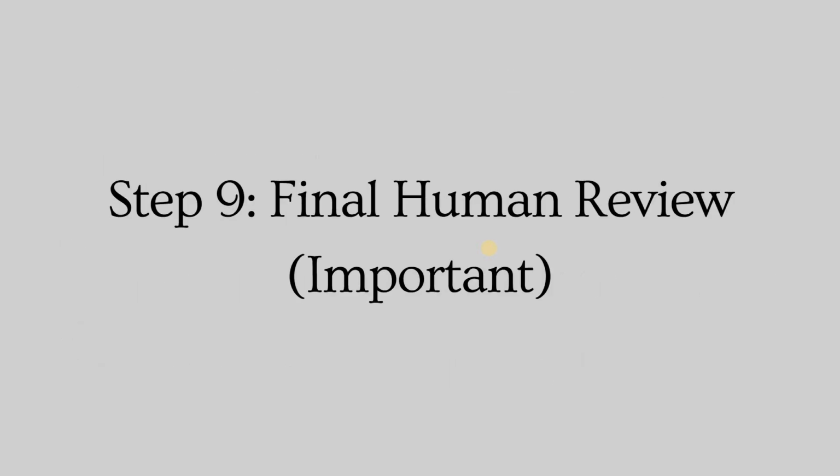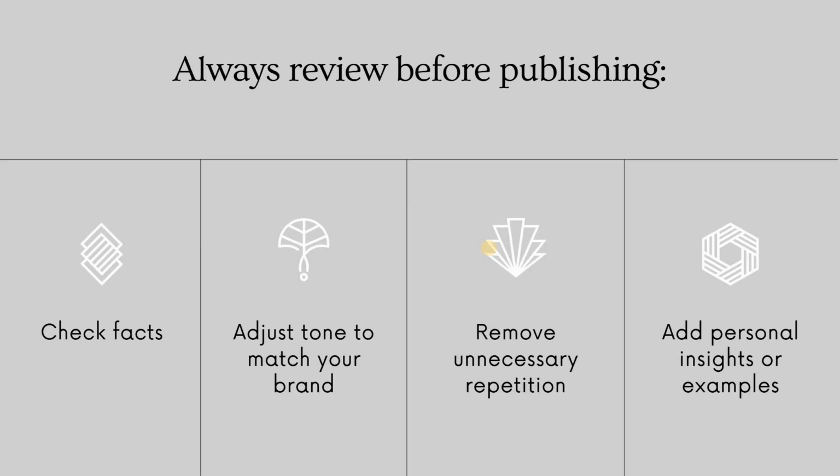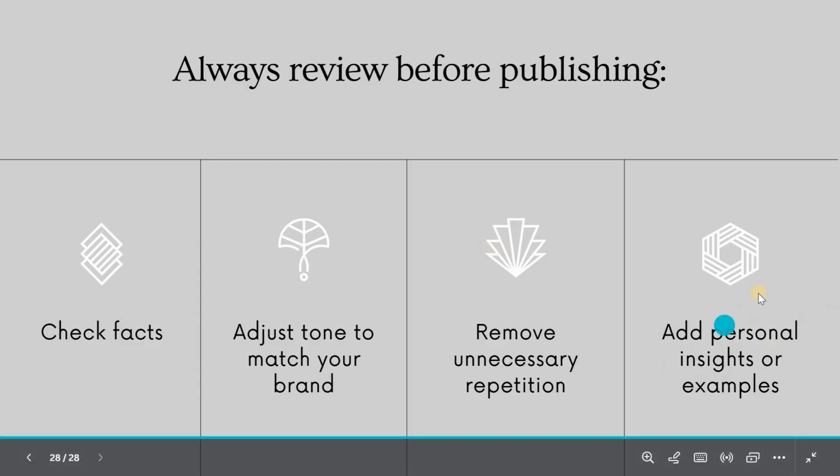So finally, you need to review your article. Normally, whatever I get if I'm writing an article, I put it in a Google Doc and manually go through each and every stage of it. You need to check for facts. You need to adjust the tone to match your brand. You need to remove unnecessary repetition and also add personal insights or examples.